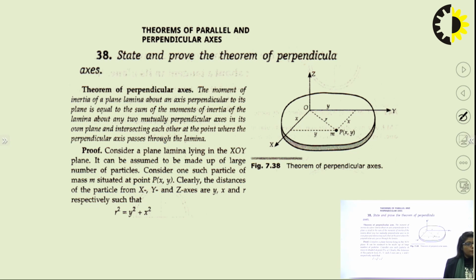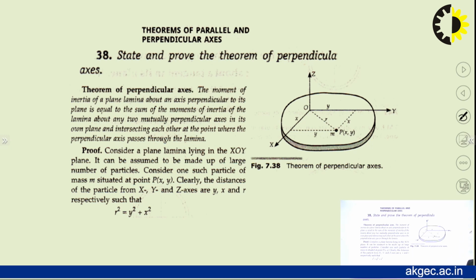So the perpendicular axis theorem is this: the moment of inertia of a plane lamina about an axis perpendicular to the plane is equal to the sum of moments of inertia of the lamina about any two mutually perpendicular axes, in the plane and intersecting each other at the point where the perpendicular axis passes through the lamina.